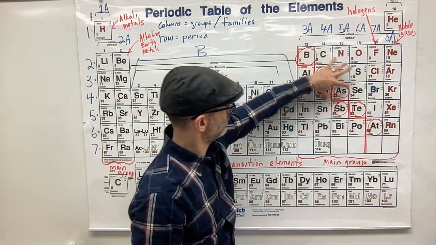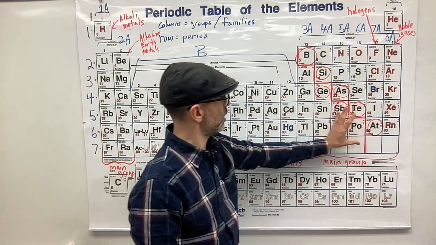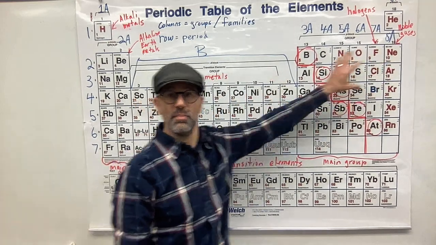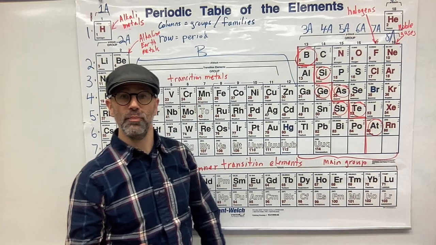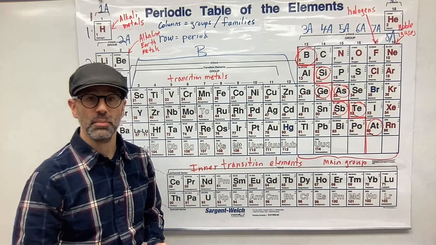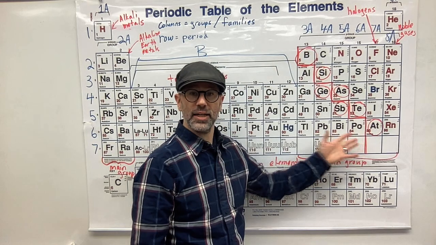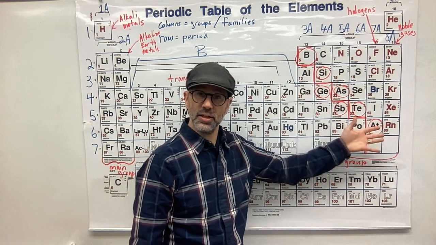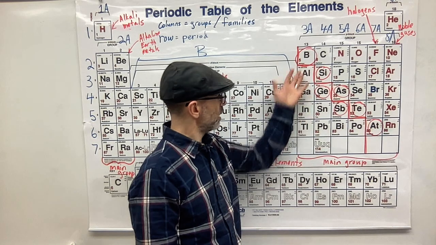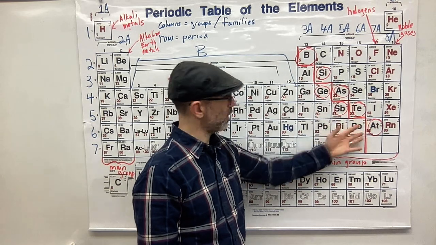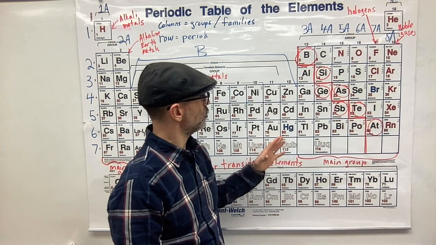So notice they're on the stairway here. Because they're on the stairway, they're basically on the cusp of both metals and nonmetals, right? So you would expect them to have properties of both, right? So that's why we call them metalloids. And these are going to be somewhat shiny. They're going to conduct electricity. They're going to conduct heat and things like that. So they're going to have properties of metals, but they're also going to have properties of non-metals as well.